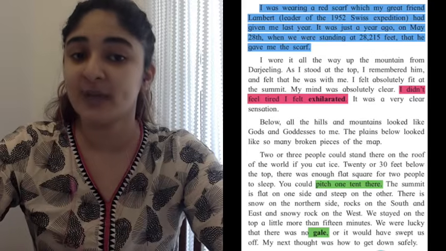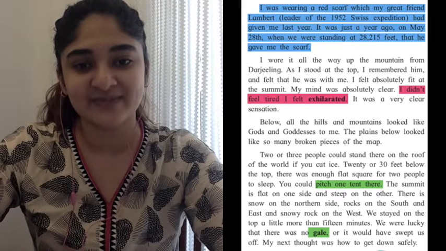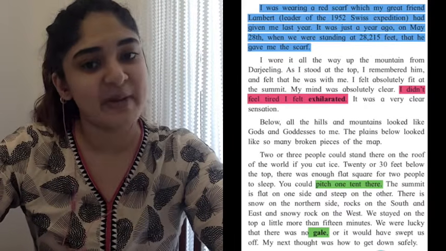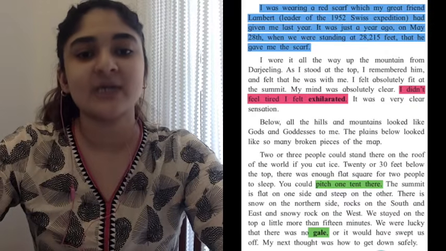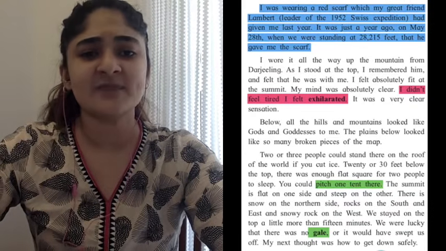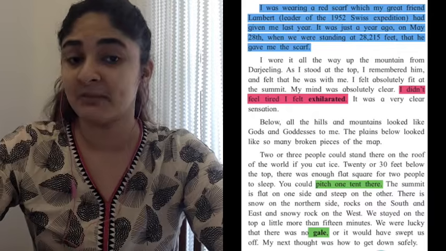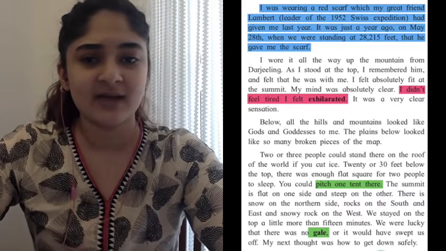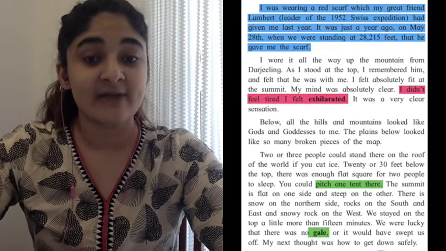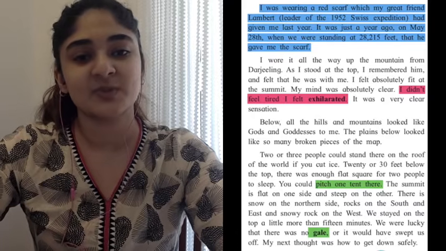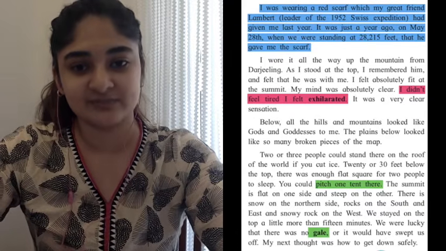I wore it all the way up the mountain from Darjeeling. As I stood at the top, I remembered him and felt that he was with me. I felt absolutely fit at the summit. My mind was absolutely clear. I didn't feel tired. I felt exhilarated. It was a very clear sensation.